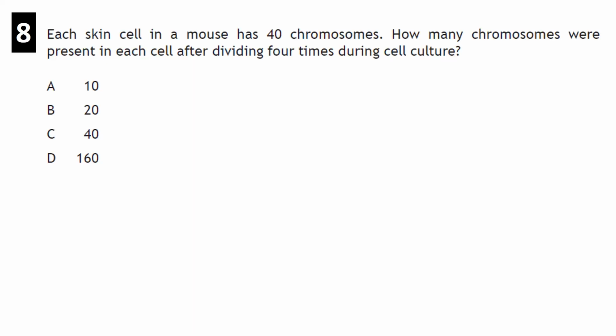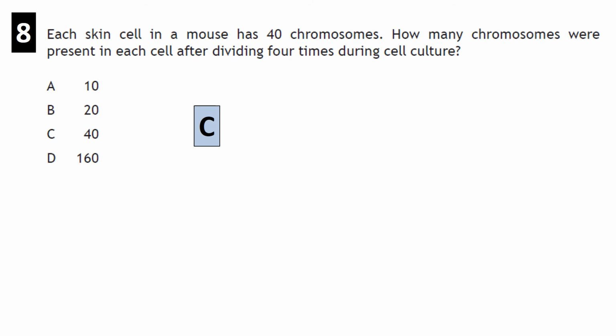8. Each skin cell in a mouse has 40 chromosomes. How many chromosomes were present in each cell after dividing 4 times during cell culture? Press pause and do that. This is a bit of a trick question. So this should be C.